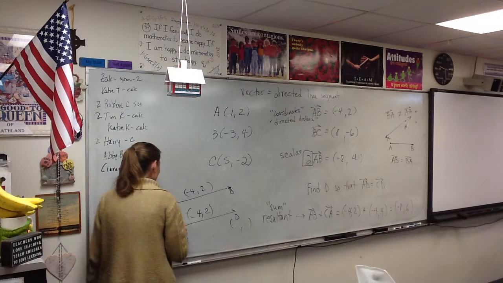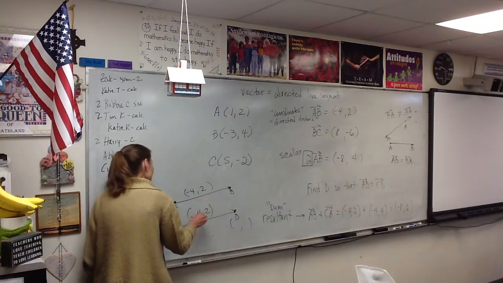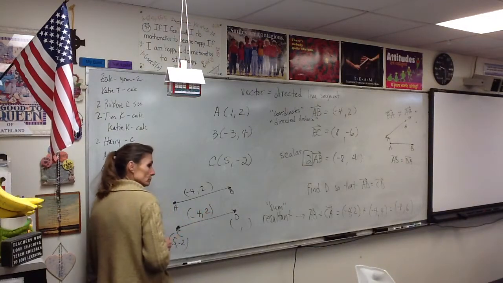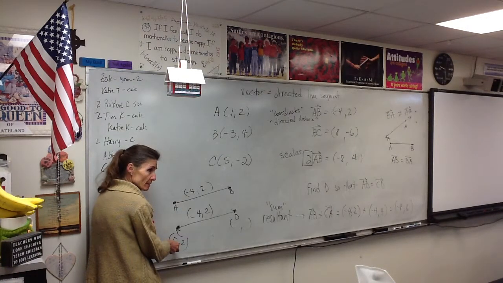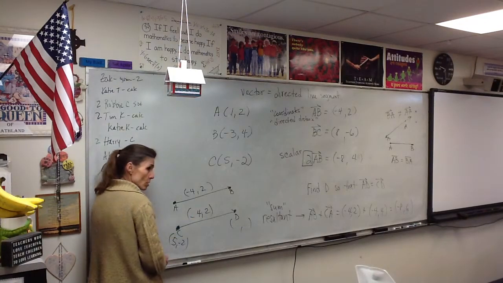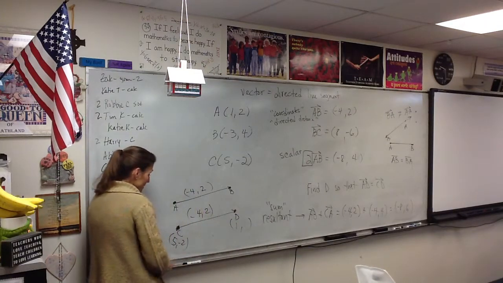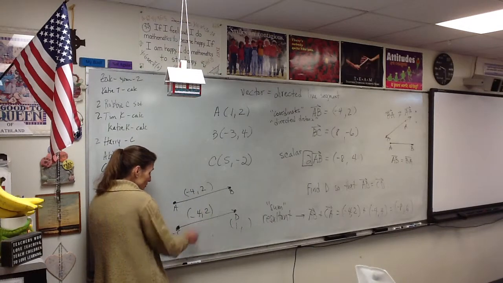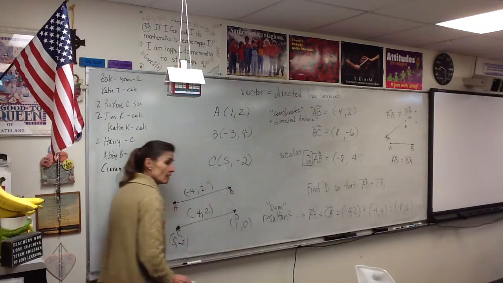So this new vector that you are building has to go left 4 and up 2. And it has to start at this point. So where will it end? If it starts at this point and goes left 4, where's it going to end? 1. If it starts at this point and goes up 2, where's it going to end? There you go. How easy is that?